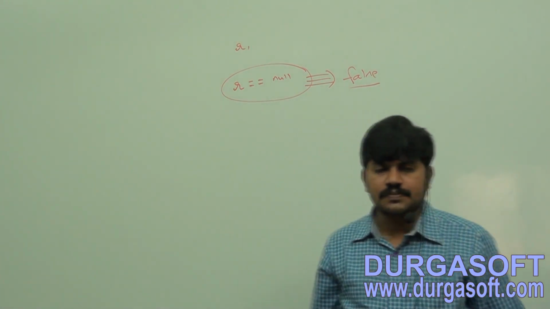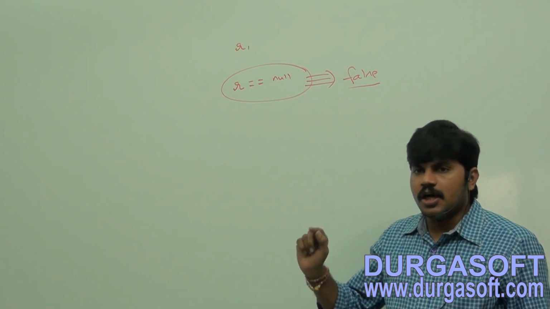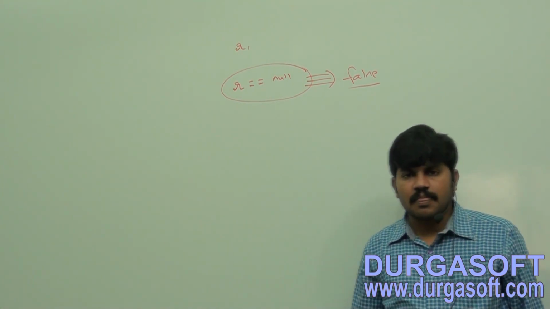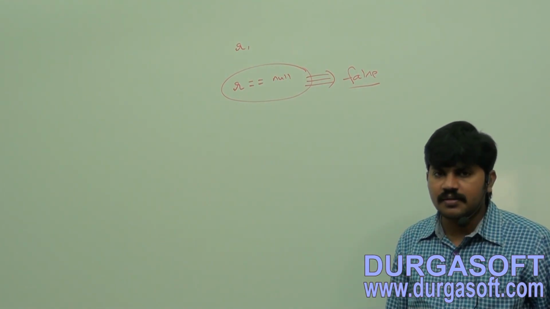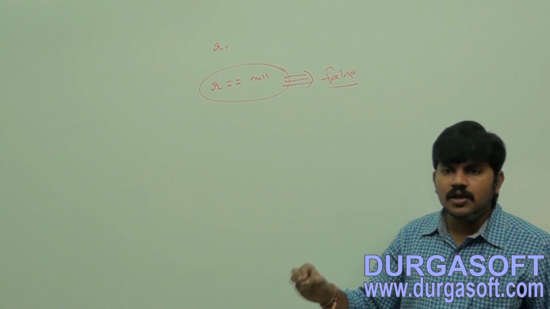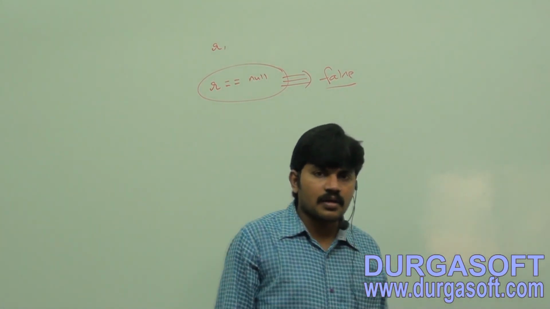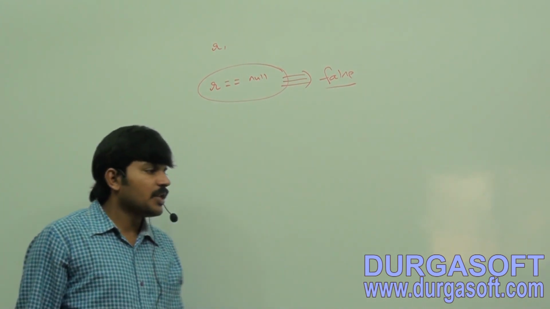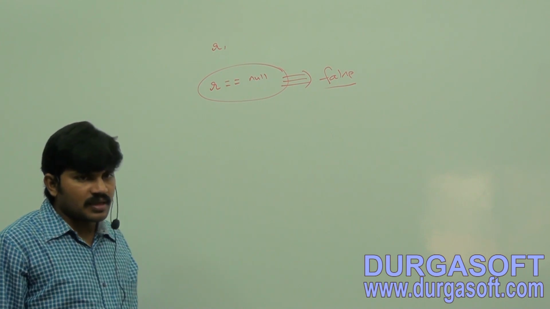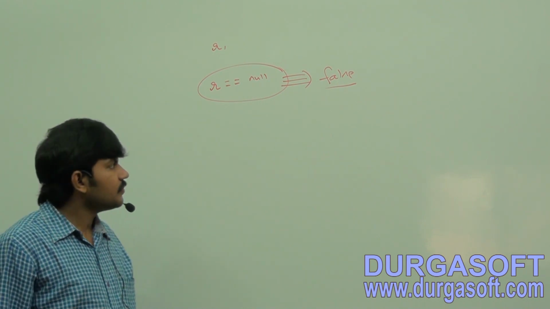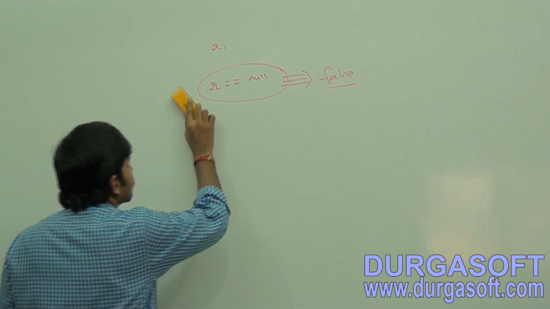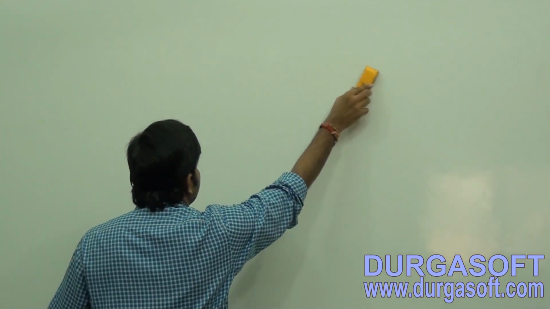Note this down under that heading: for any object reference r, r == null is always false. Okay, simple example, observe.